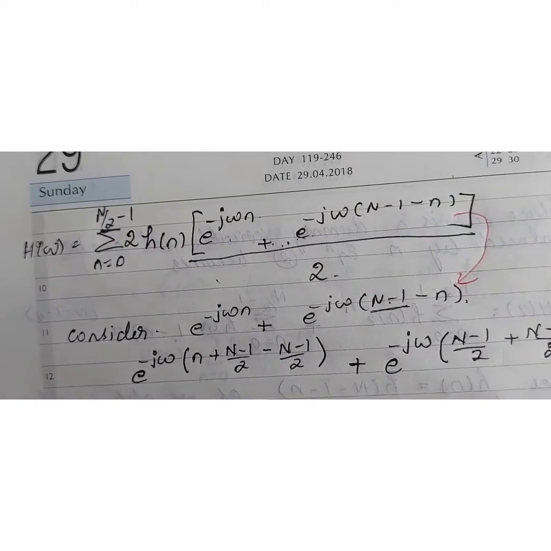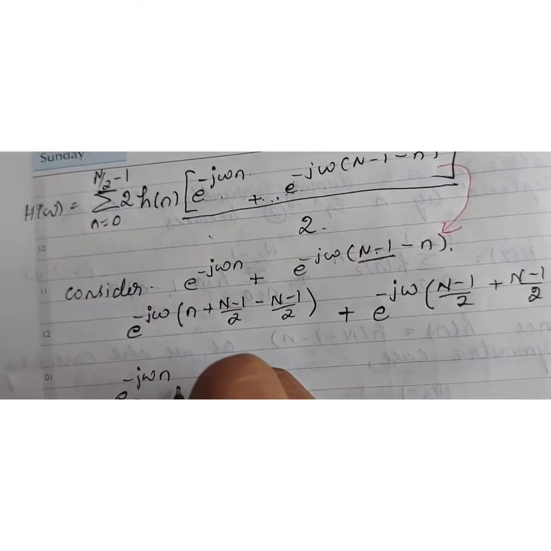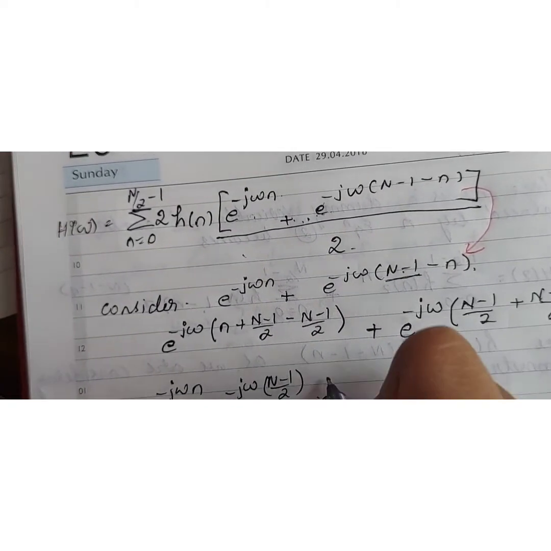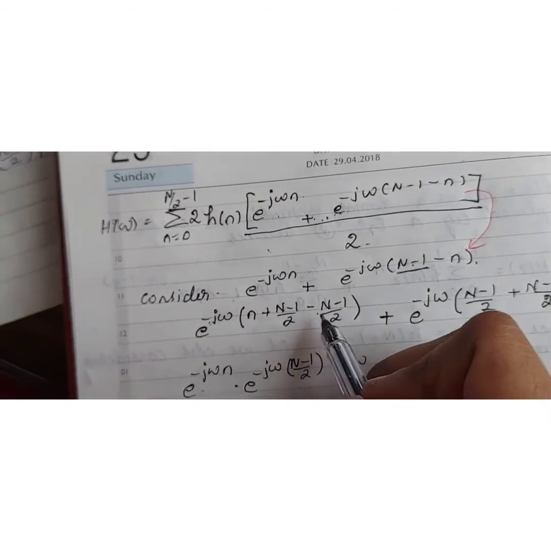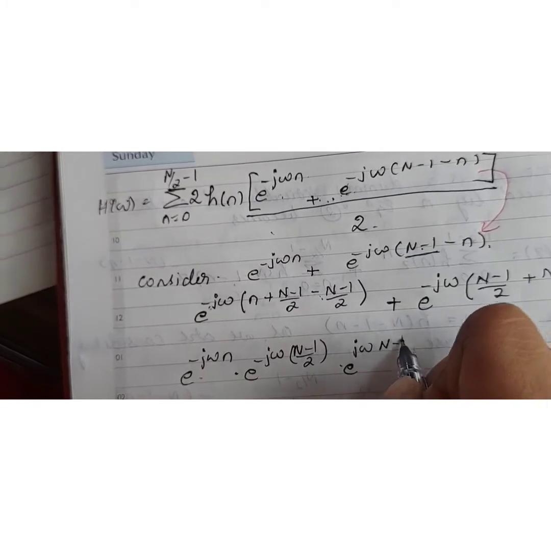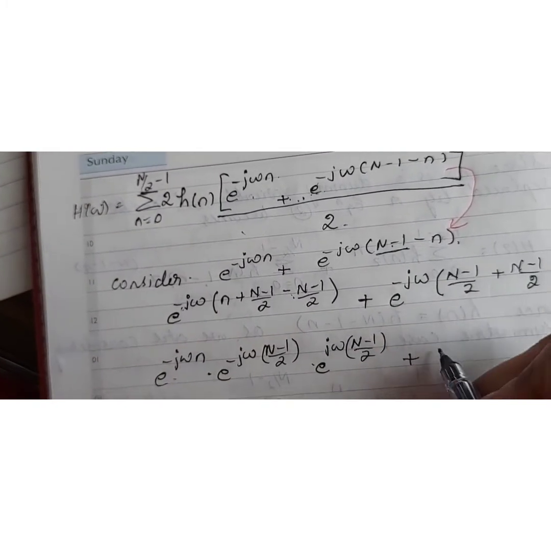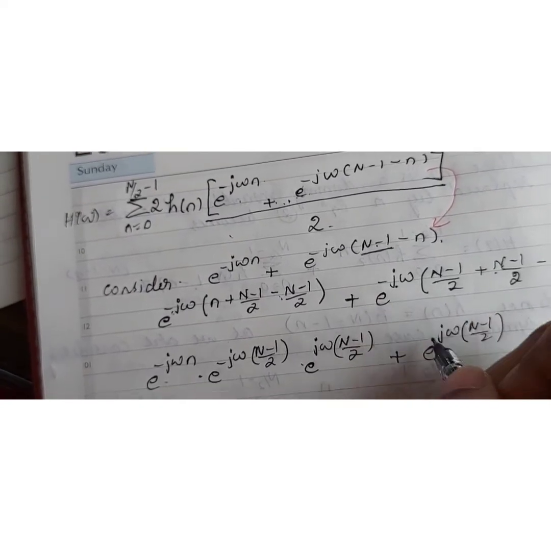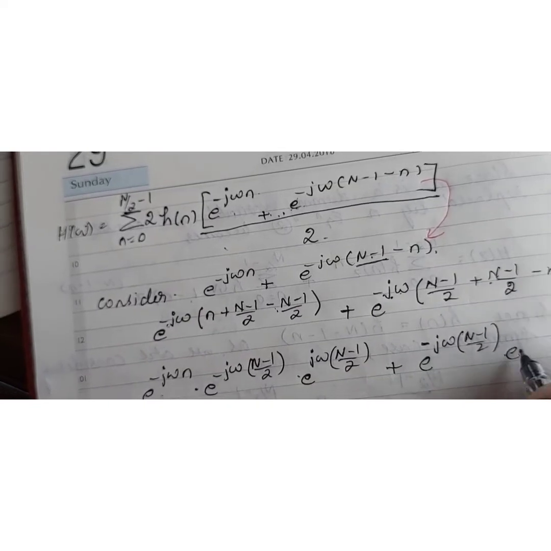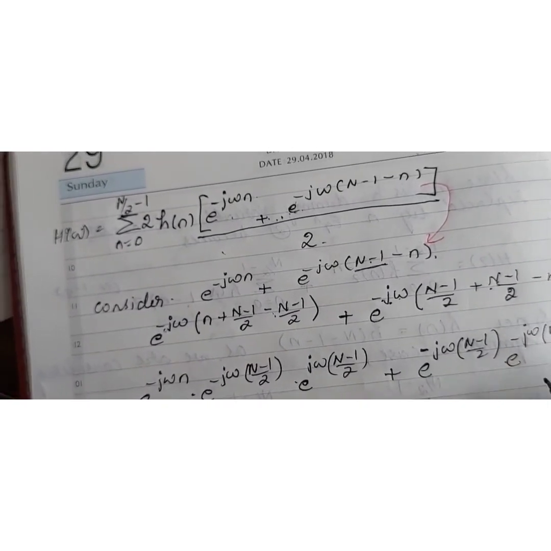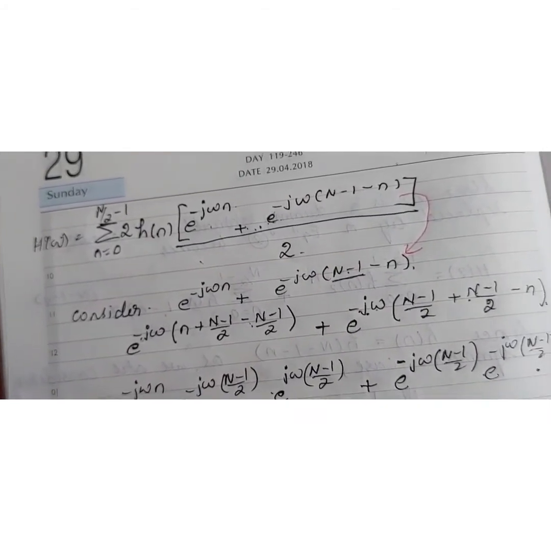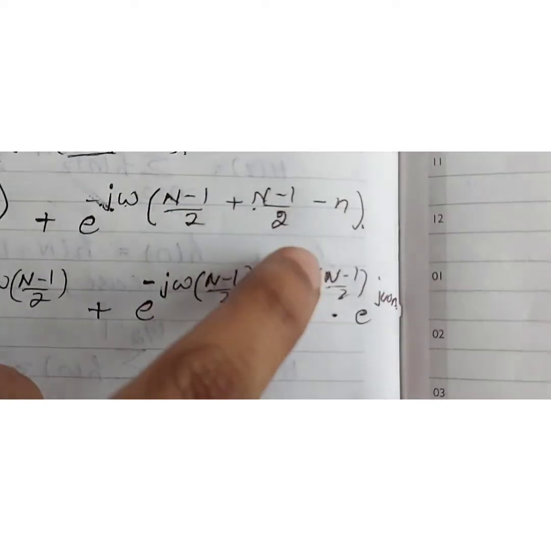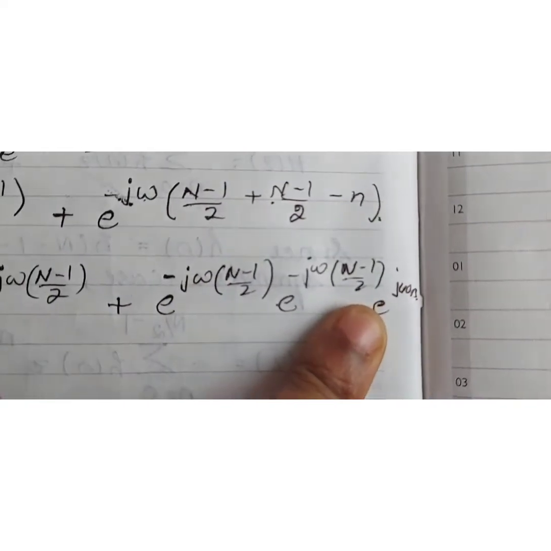So let me rewrite this. I can rewrite it as e power minus j omega into n, into e power minus j omega (N minus 1) by 2, into e power plus j omega, this minus and this plus, minus becomes plus, (N minus 1) by 2, plus e power minus j omega (N minus 1) by 2 into e power j omega n. Minus j omega (N minus 1) by 2, minus 1 by 2, minus into minus plus j n. Okay, these are the terms.